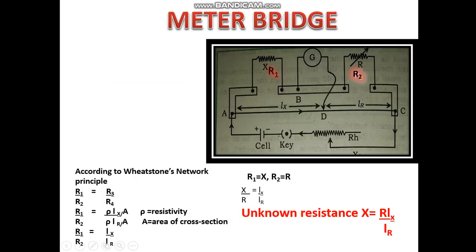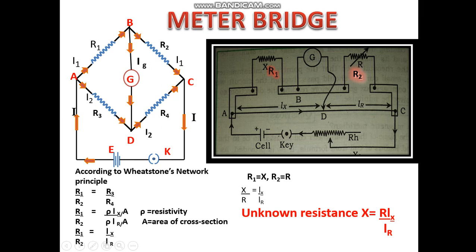Now let us see what is a meter bridge. This is a meter bridge diagram. It consists of wire AC. These are the metal strips connected to A and C. Now this unknown resistance X is connected in one of the gaps. R is connected in the next gap. Galvanometer at the center. Current is supplied at point A via cell, key and rheostat RH. Now this particular diagram is comparable to a meter bridge.